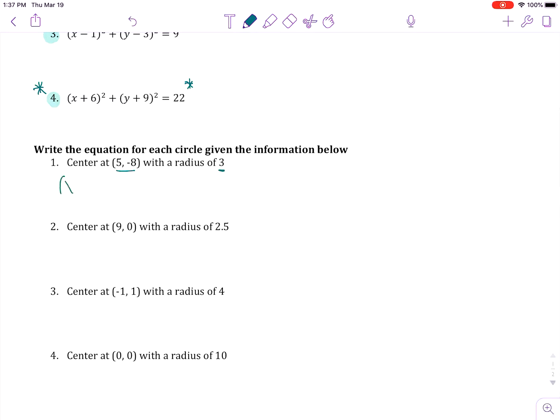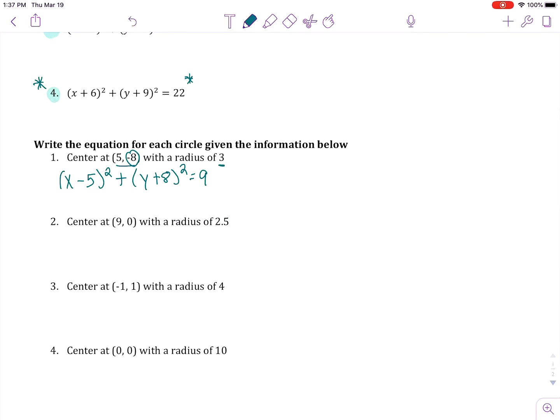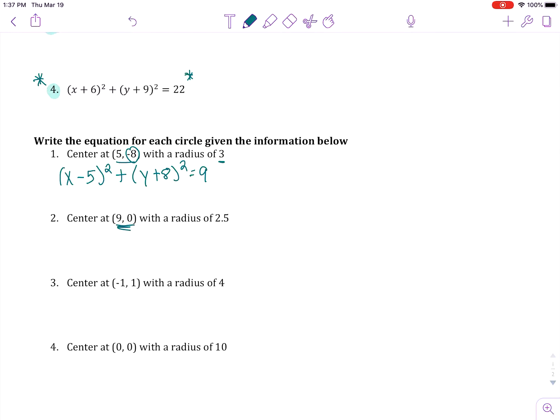So we have x, my sign becomes the opposite, so (x minus 5) squared plus (y plus 8) squared equals 3 squared. Go ahead and let's actually square 3, so that would be equals 9. Alright, let's look at number 2. My center is at 9, 0, and my radius is 2.5.